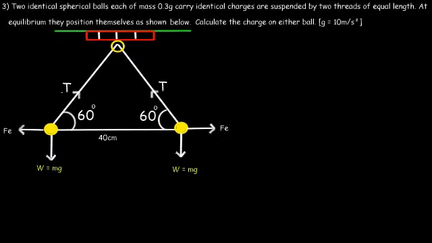Number 3. Two identical spherical balls, each of mass 0.3 gram, carry identical charges and are suspended by two threads of equal length. At equilibrium, they position themselves as shown below. Calculate the charge on either ball if g is equal to 10 meters per second squared.